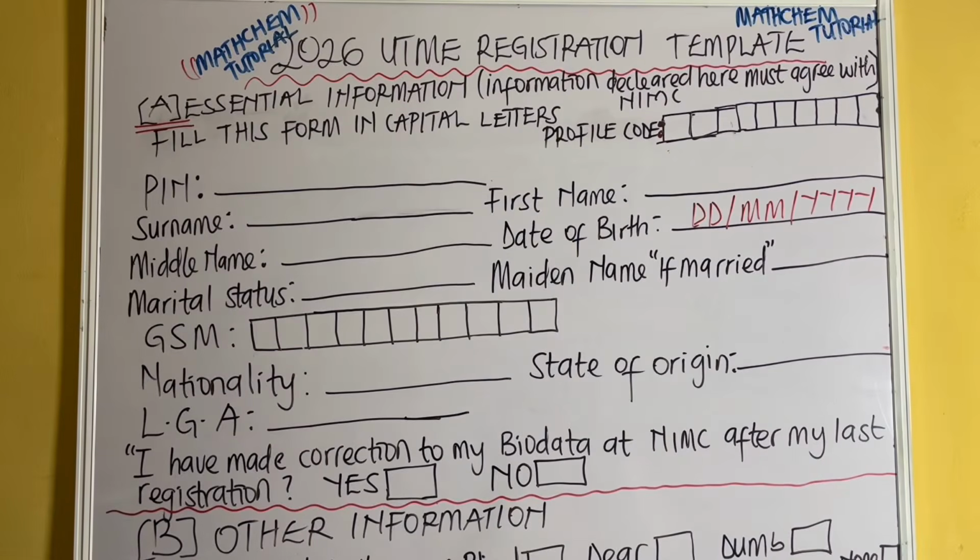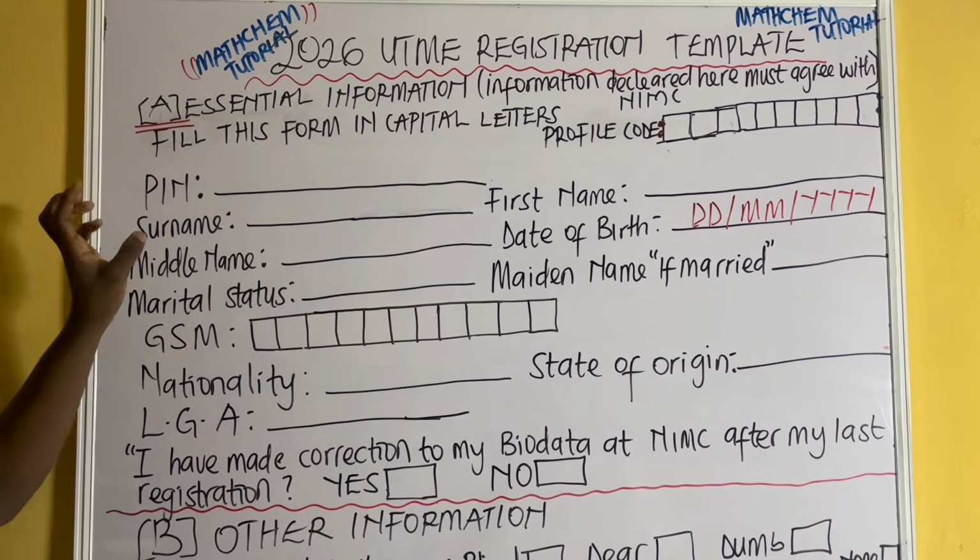In this video, we'll be looking into how to fill your UTME 2026 registration form. How would you fill it to avoid error? This form is divided into 5 different sections, section A to E. This video will be useful and helpful to students who are preparing to register for JAMB or UTME 2026. So let's go with the first section, which is section A, which says essential information.